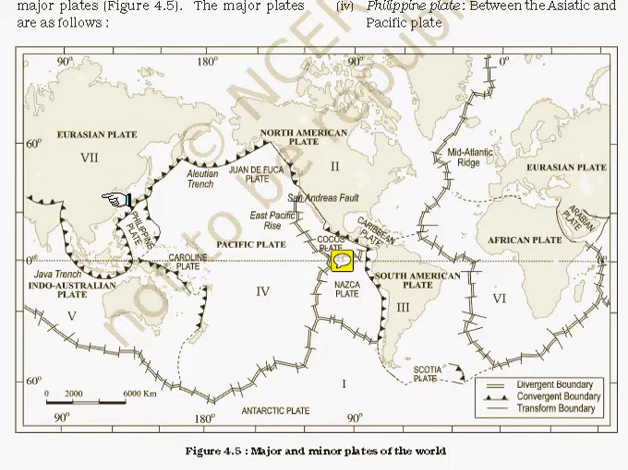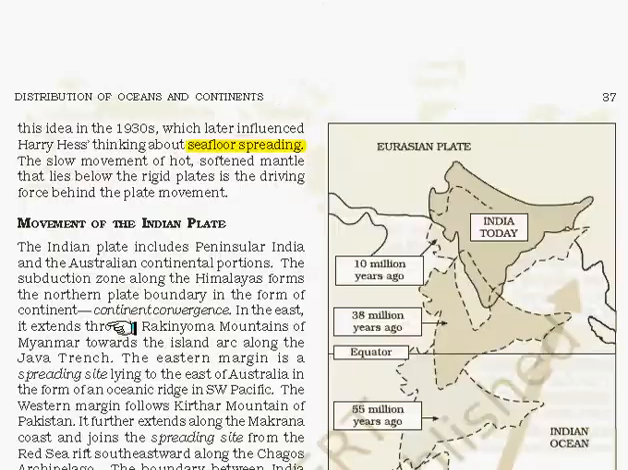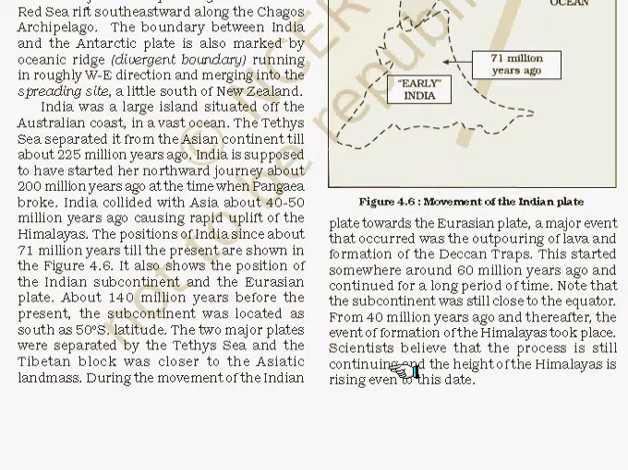So these two major plates were separated by it, and while colliding in the convergent boundary, it created the subduction zone, which made the most fertile land of the northern plains. So the major event that occurred was outpouring of lava and formation of Deccan tracts during the movement of Indian plate toward the Asiatic plate. So about 40 million years ago, after that the formation of Himalayas took place. So scientists believe that the process is still continuing and height of Himalayas is still rising even to this date.